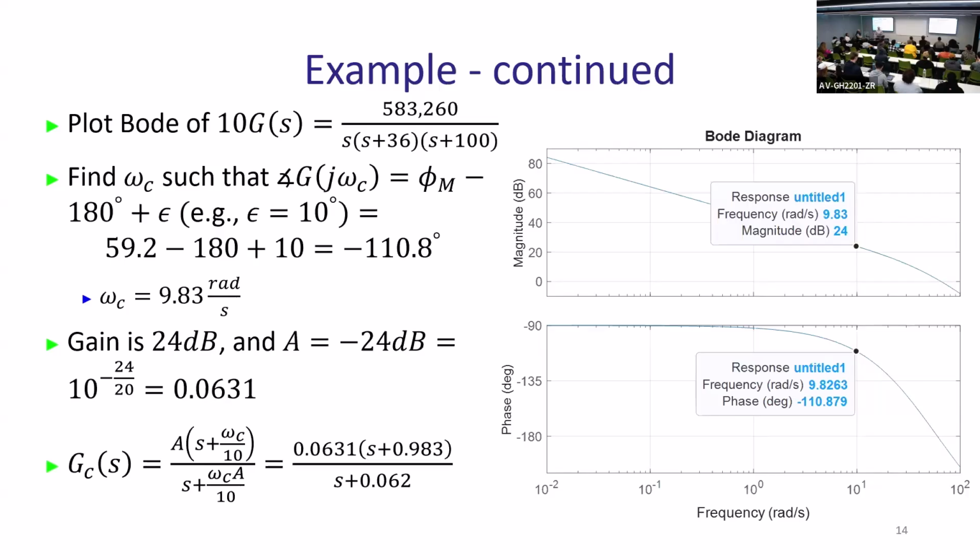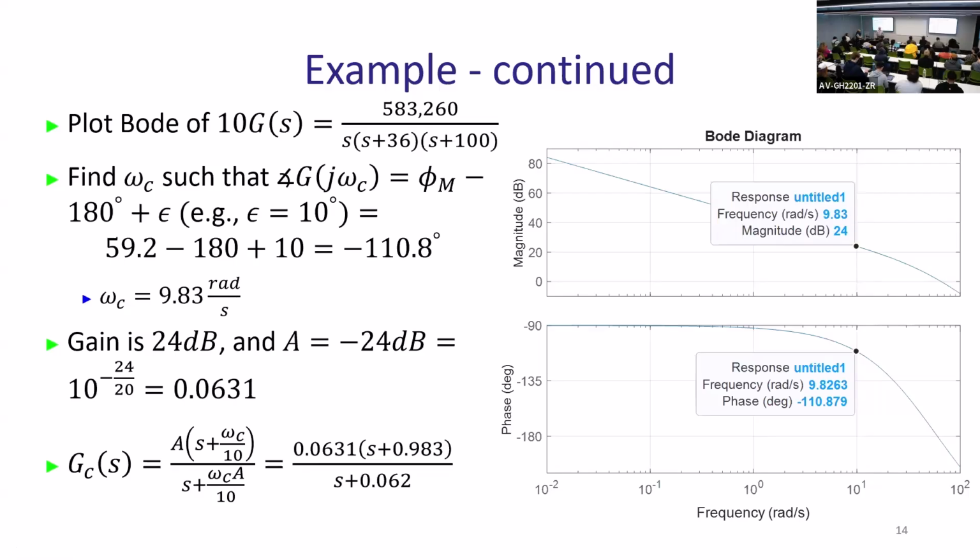Finally, we just put all of the other numbers inside the formula, and we get A is that number, which we just computed. Omega C is that number that we computed from the Bode diagram. And this is divided by 10, so this will be 0.983 instead of 9.83. And this will be the same thing, just multiplied by A. We need to multiply also by that constant. So we'll get something close to 1 times something close to 0.06, which will be close to 0.06. That's it. This is the design.